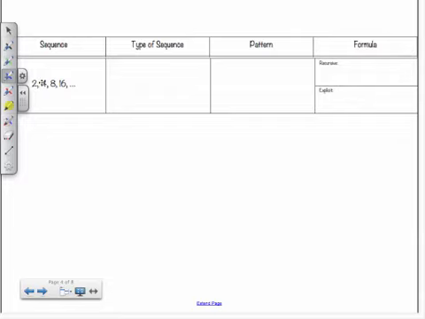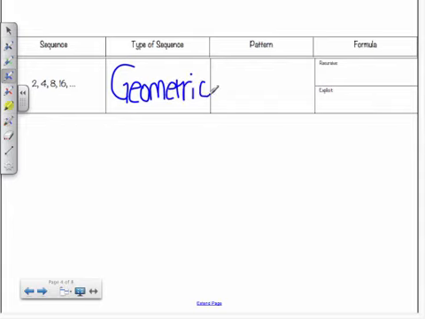So 2 times 2 is 4, 4 times 2 is 8, 8 times 2 is 16, which means that I am multiplying by a common ratio, not adding by a common difference, which means that it has to be a geometric sequence. Okay? Now that I know it's geometric, I have to identify what the pattern is. And the pattern will tell me what my common ratio is. And my common ratio is 2, because 2 times 2 is 4.